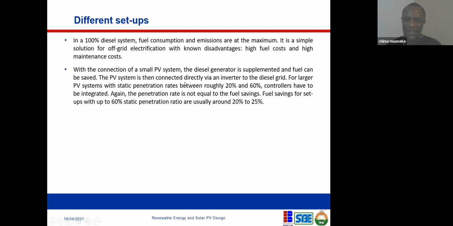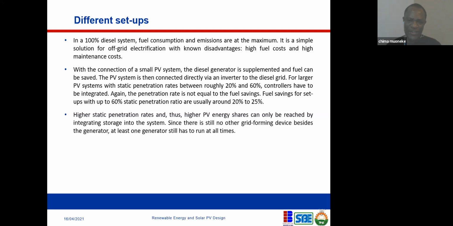So the PV system is then connected directly via an inverter to the diesel generator. For larger PV systems with static penetration rates between roughly 20 and 60%, a controller has to be integrated. Again, the penetration rate is not equal to the fuel saving. Fuel savings for setups with up to 60% static penetration ratio are usually around 20 to 25%. So if you have a penetration rate of up to 60%, you're most likely going to have a saving in terms of your energy cost. You're going to have a saving around 20 to 25%.